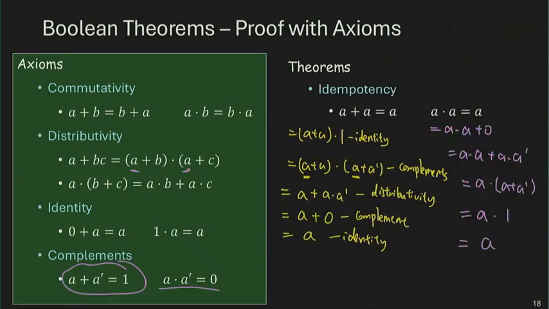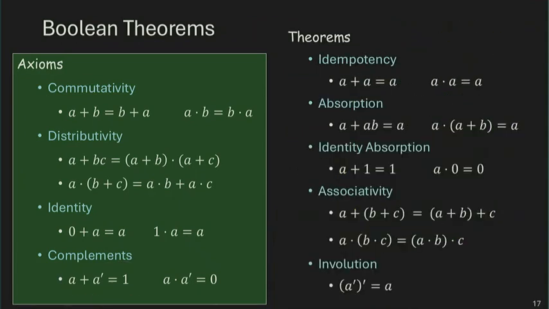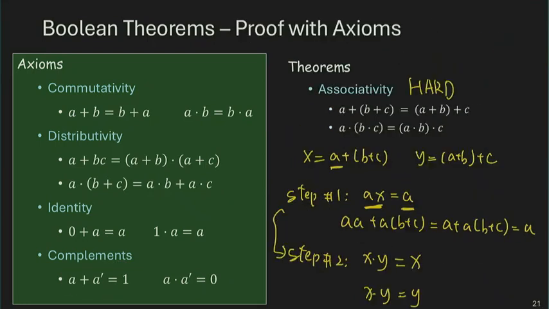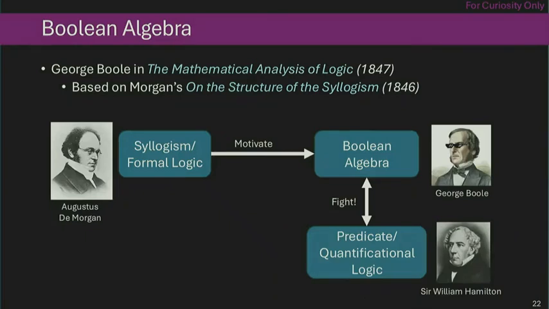All right, so what we have just seen are several theorems: idempotency, absorption, identity, absorption, associativity, proven based on the axioms. Involution, you can use as an exercise. It's not too complicated to prove. All right, so now in our arsenal, we have a lot more theorems.